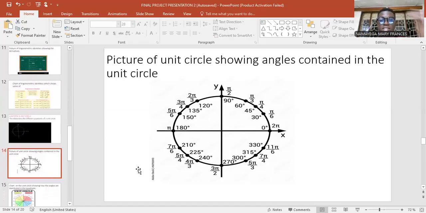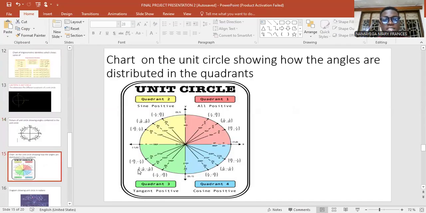So that is the reason why I use this picture, because we have the angles in these different quadrants. So each quadrant has different angles. Then we have the chart of the unit circle. It has these quadrants.